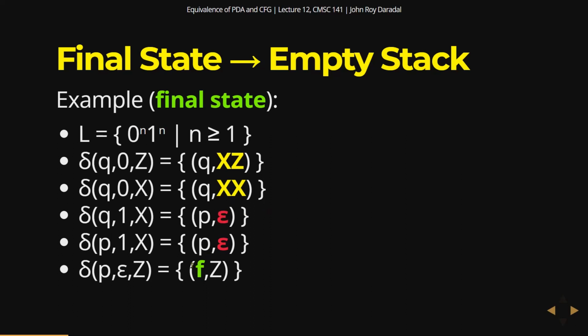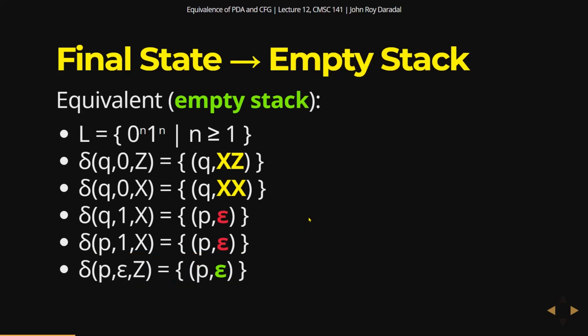But this is basically a PDA by final state, because eventually, after we finished everything and we see the bottom marker, then we transition to the final state F, right? So this is PDA by final state. And to convert this to PDA by empty stack, it's really quite easy. You only need to change this last entry here in the transition function, and it would be like this.